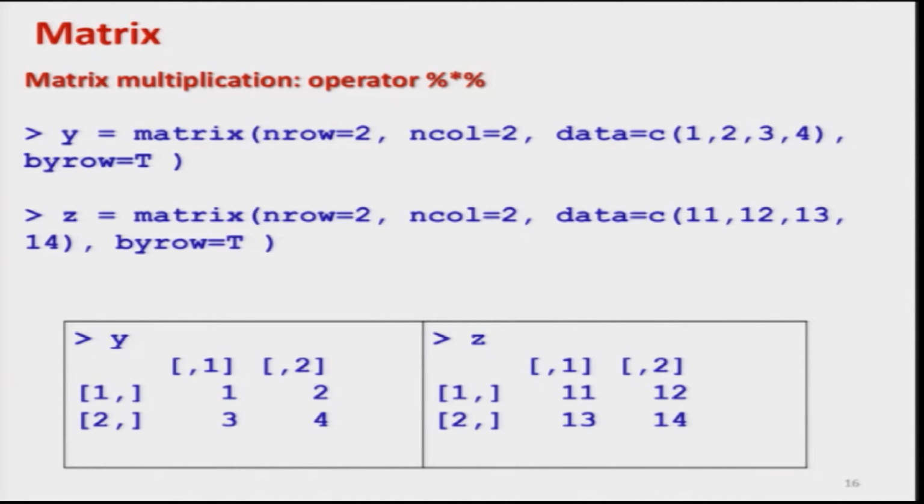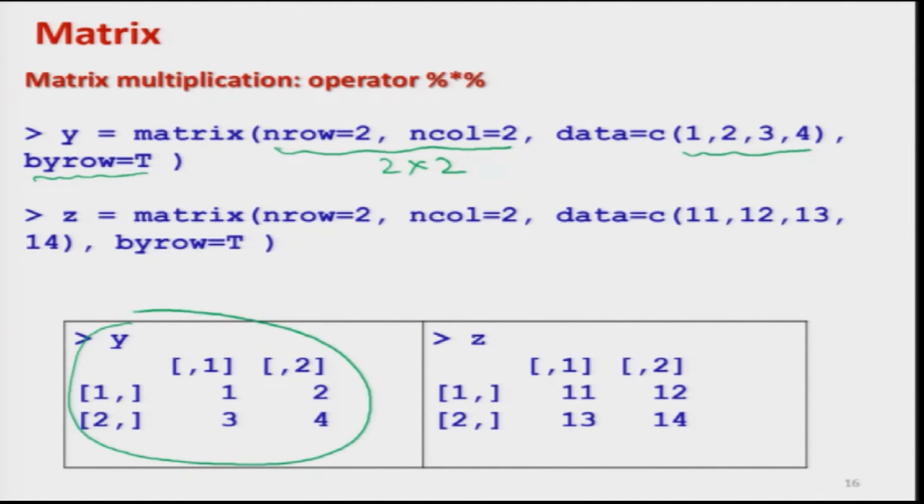Suppose I take two other matrices of order 2 by 2, whose data values are 1, 2, 3, 4, and the data has been entered by using the parameter byrow equal to TRUE. So if you insert that data, the outcome will look like this: there are two rows, 1, 2 and two columns, 1 and 2. The data is entered by row, 1, 2 and then 3, 4.